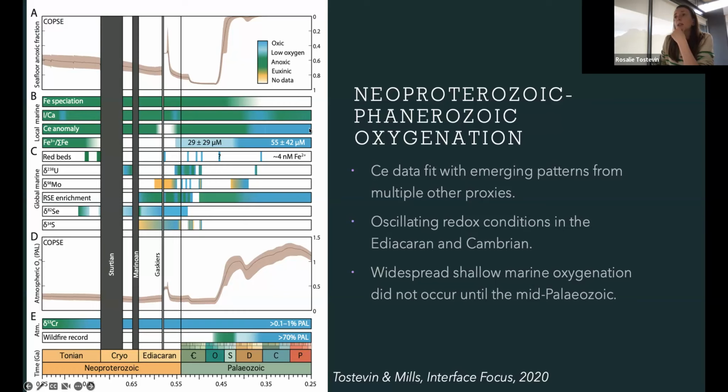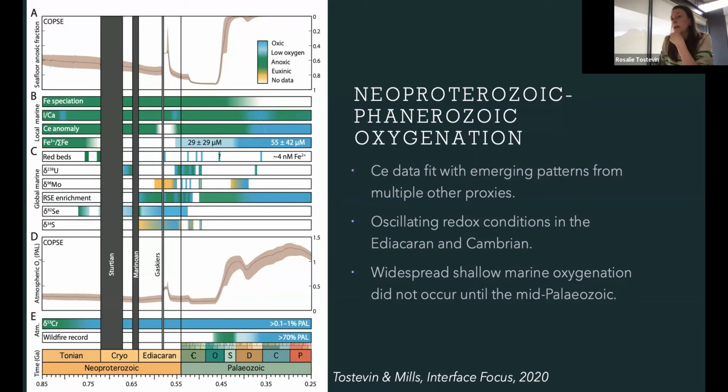But I think that these data themselves, because they make sense and they fit with other redox proxies and they fit with the distribution of biota, it's kind of convincing evidence as well that there is a primary story being told by cerium in the rock record.